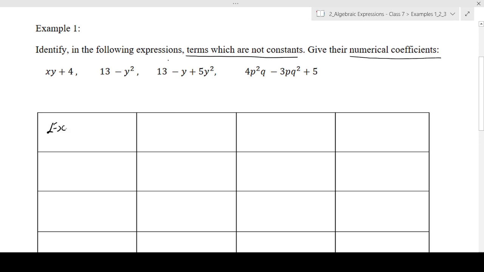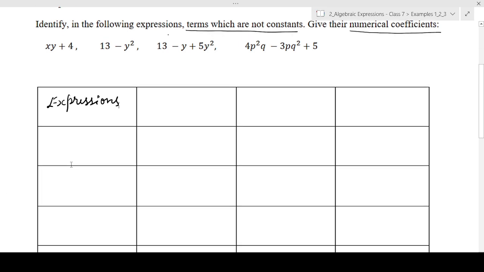So let me write the expressions here. Okay, so the given expressions, I'm going to write it over here. What are the given expressions? You have xy plus 4. Let us identify the terms of this expression. Okay, so in the second column, I'll be looking into the terms of the given expression.